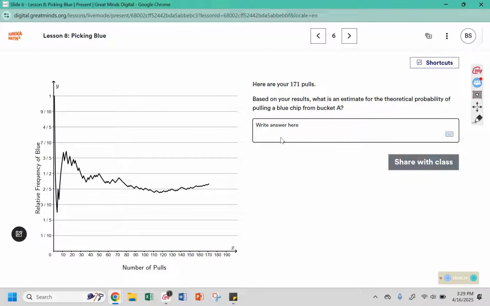It says, based on your results, what is the estimate of the theoretical probability of pulling a blue chip from bucket A? I would say that it's about 0.4. It's a little bit higher here, but it was a little lower here. So it's leveling out around this 0.4.